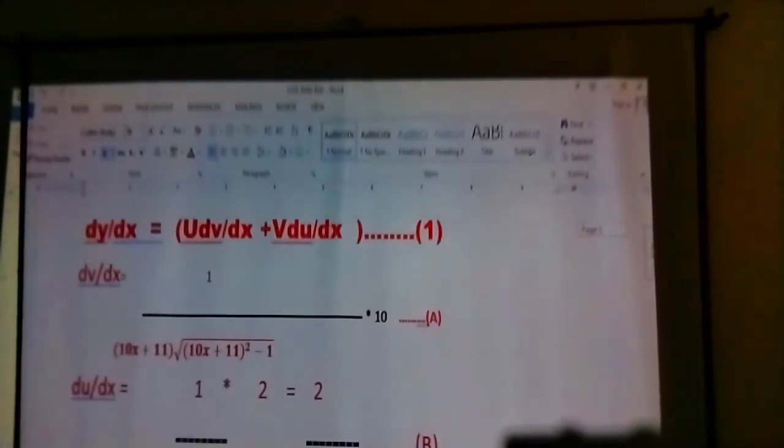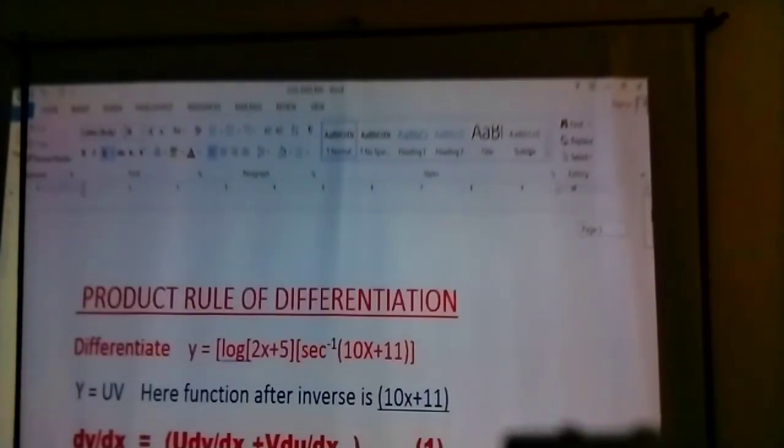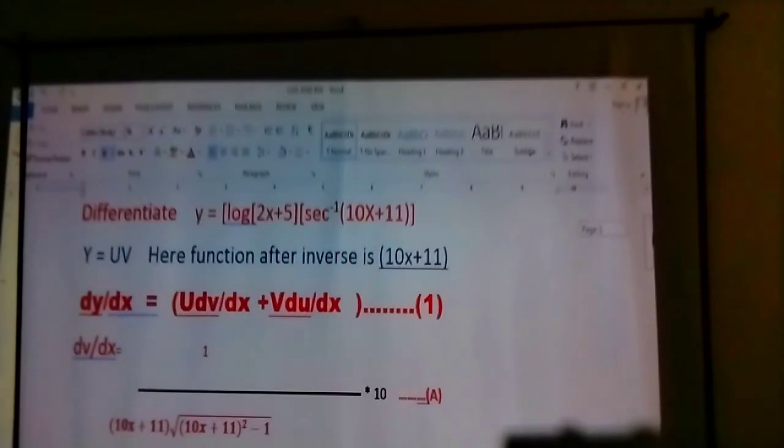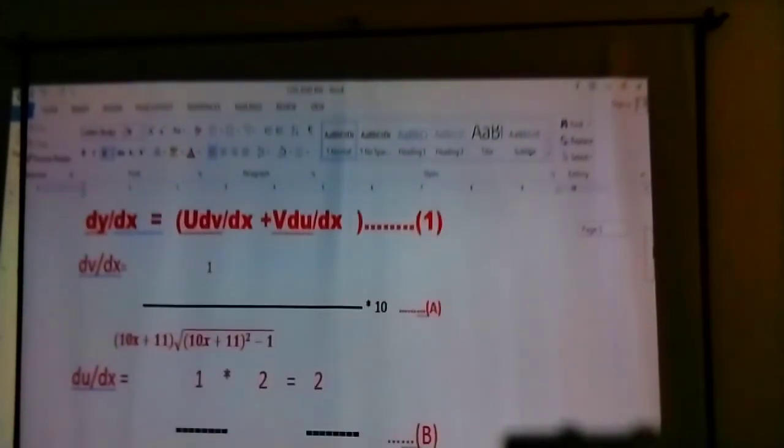Okay. After this we have to find du by dx. What is u? u is log of 2x plus 5. What is the differential rule for the logarithm function? 1 by function. That is why 1 by 2x plus 5 into differential of the respective function, that is 2. That becomes 2 by 2x plus 5.